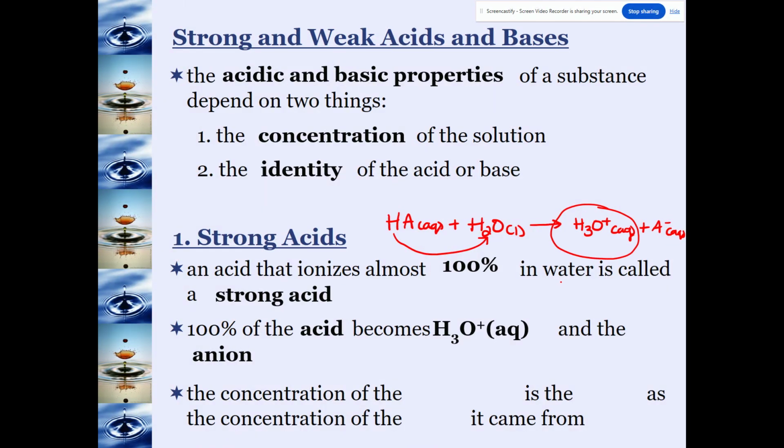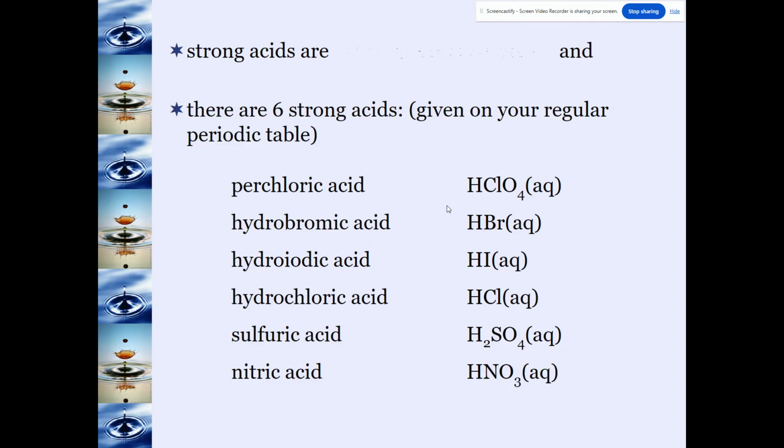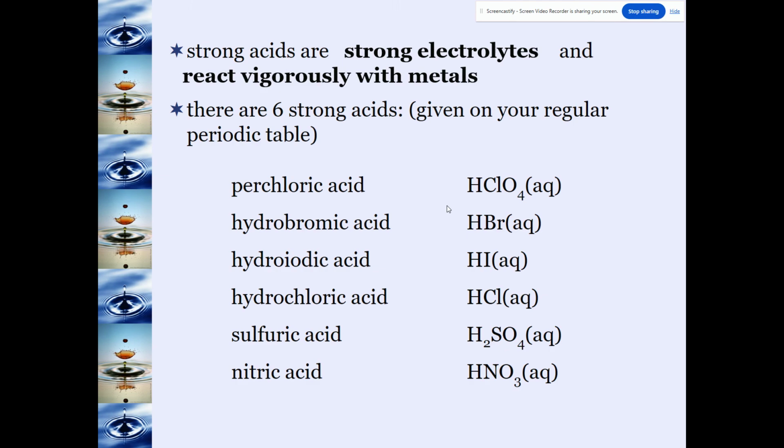So if it's a strong acid, the concentration of the hydronium ion is going to equal the concentration of the acid. I'm going to write SA for strong acid, okay? If I have a strong acid, 100% of it is forming hydronium, so we can say for sure that the concentration of the hydronium ion is the concentration of the strong acid. Now, some of the other properties of strong acids are that they are more conductive. They're going to conduct electricity really strongly, and they're going to react really vigorously with metals.